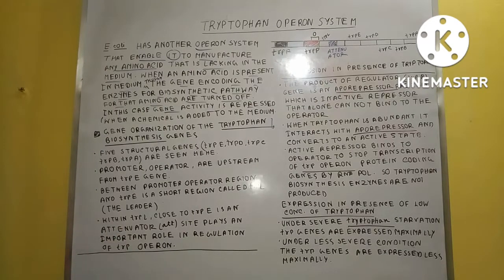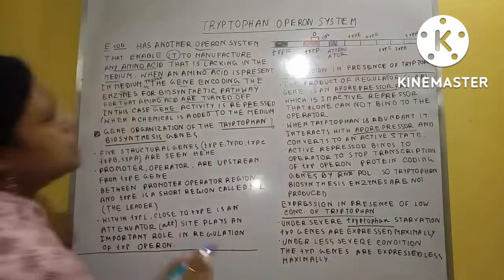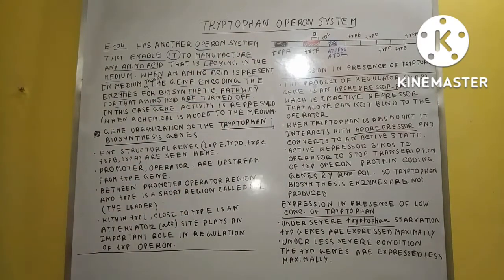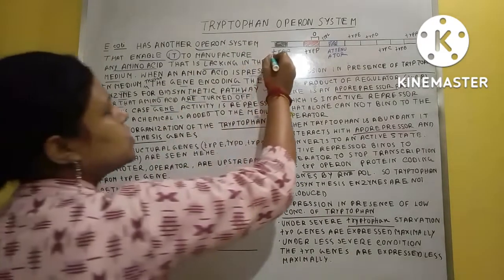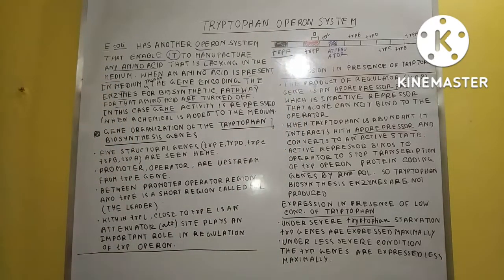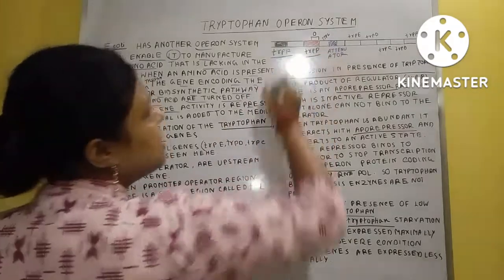Now we have to learn what the major parts of the tryptophan operon system are. So just think, this is the rough sketch of the tryptophan operon system's structure. This is the position of the trpR gene. R means regulator. This is the trp promoter.